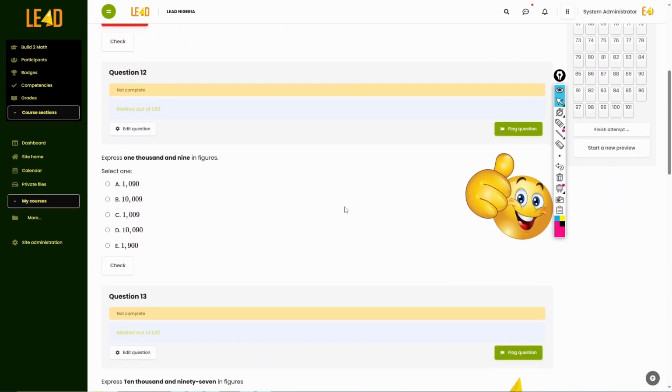Express 1,009 in figures. Before the comma, I have just one, and then after the comma I want to write just 9, so that's going to be 9 units. So 0 0. So this is 1,009. That is C.